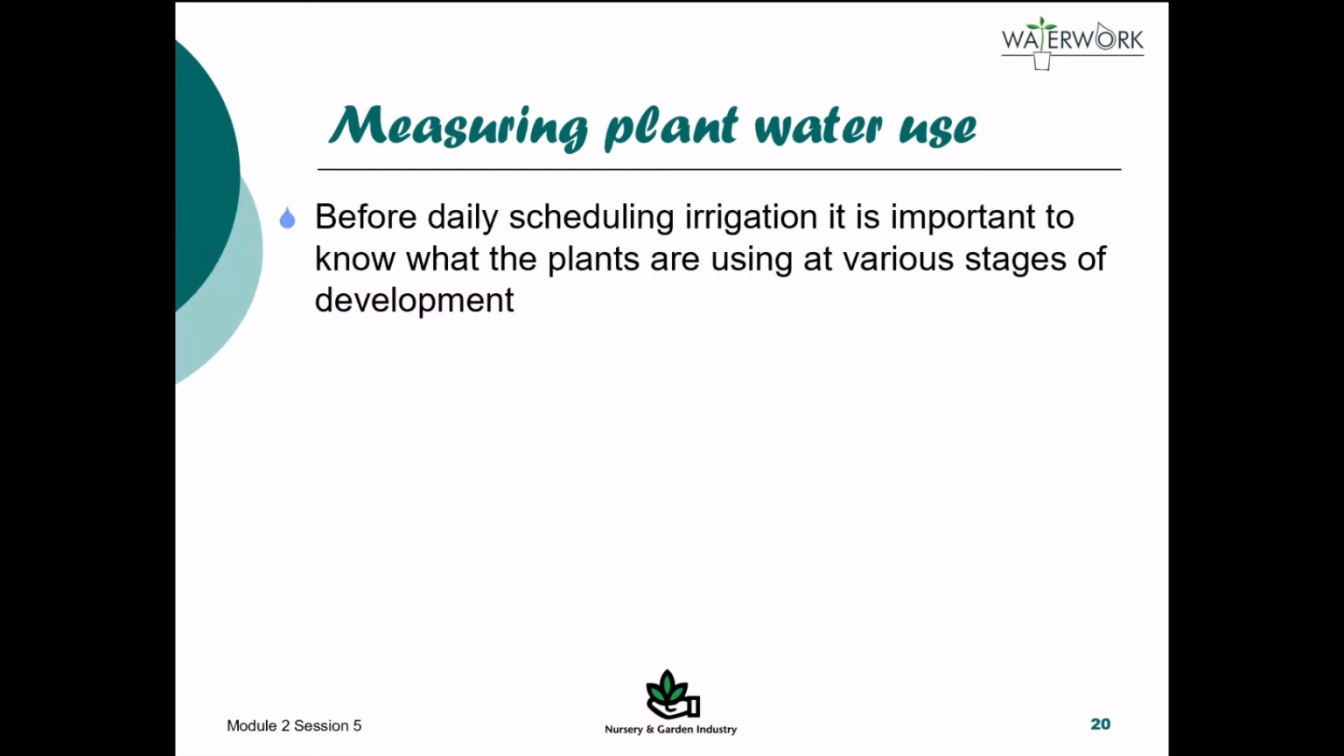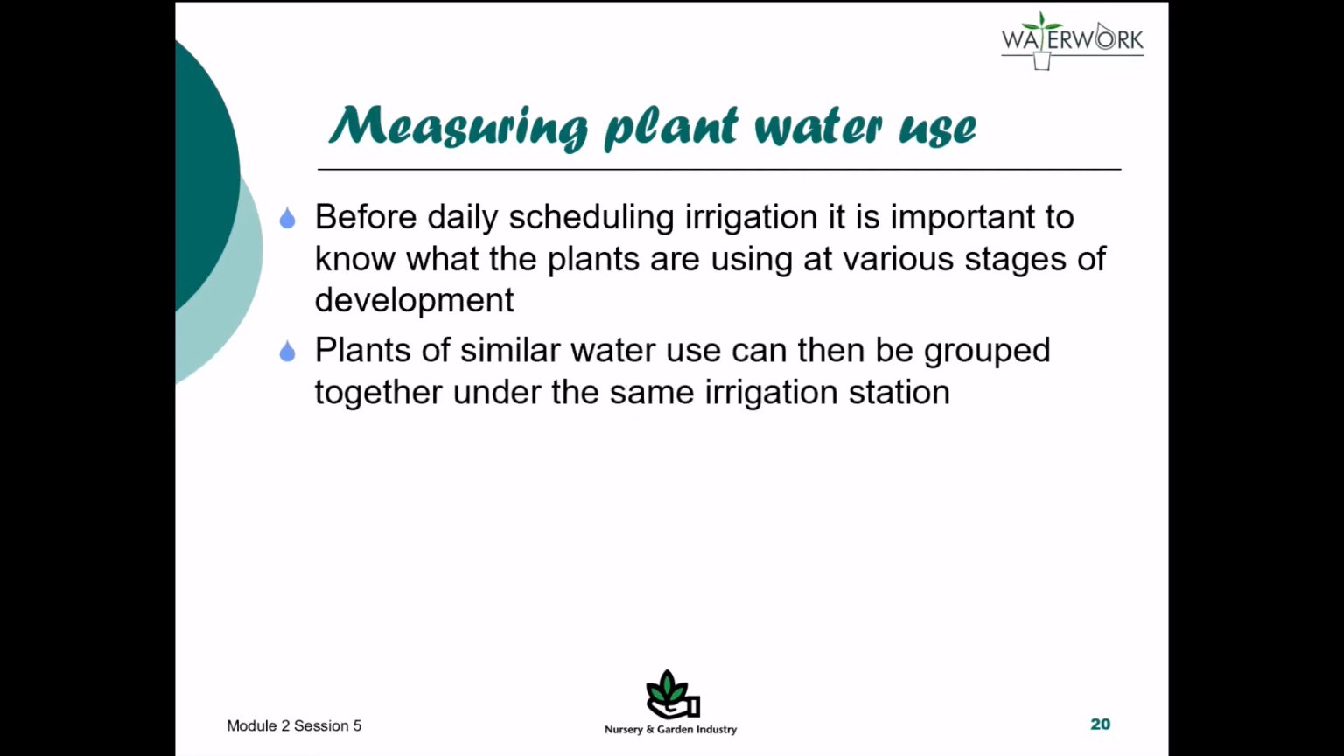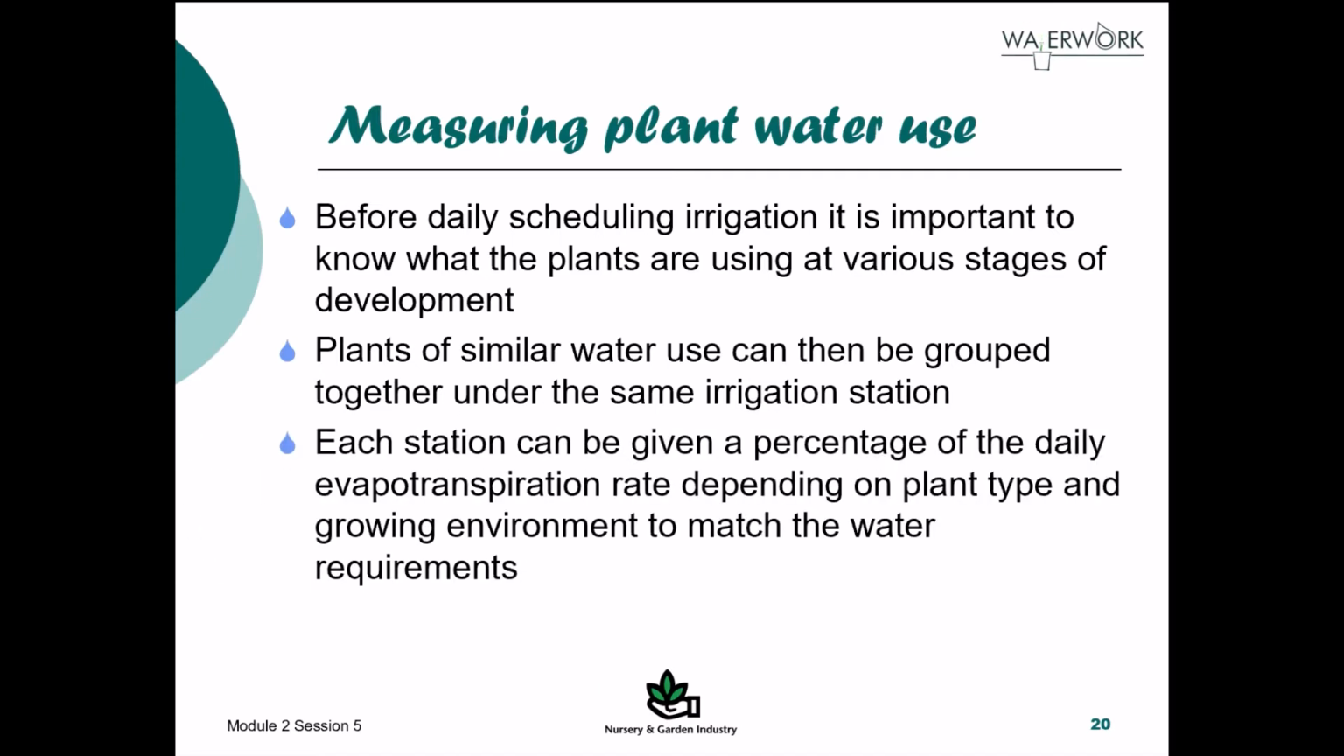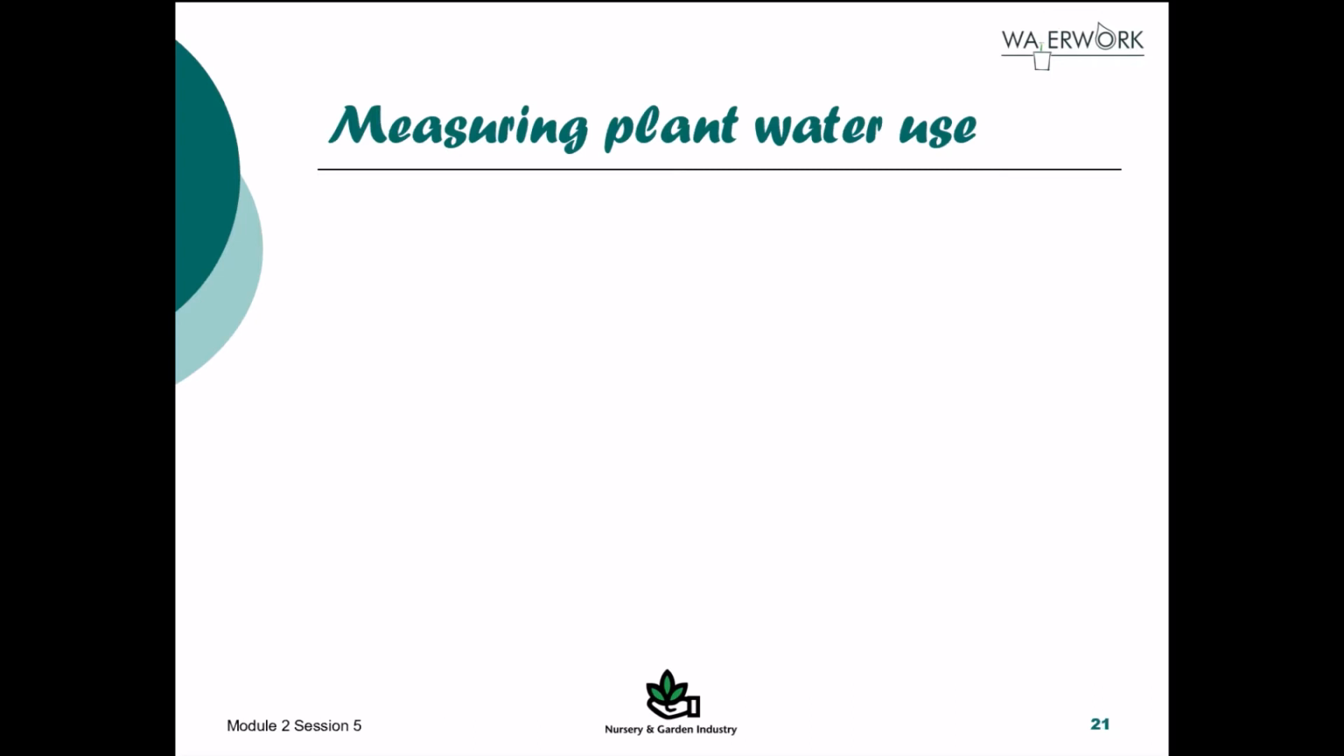Before you can schedule your irrigation on a daily basis, it's important to know how much water your plants are using at various stages of development. Plants of similar water use can then be grouped together under the same irrigation system. Each station can be given a percentage of the daily evapotranspiration rate to match plant water requirements depending on the plant type and growing environment.